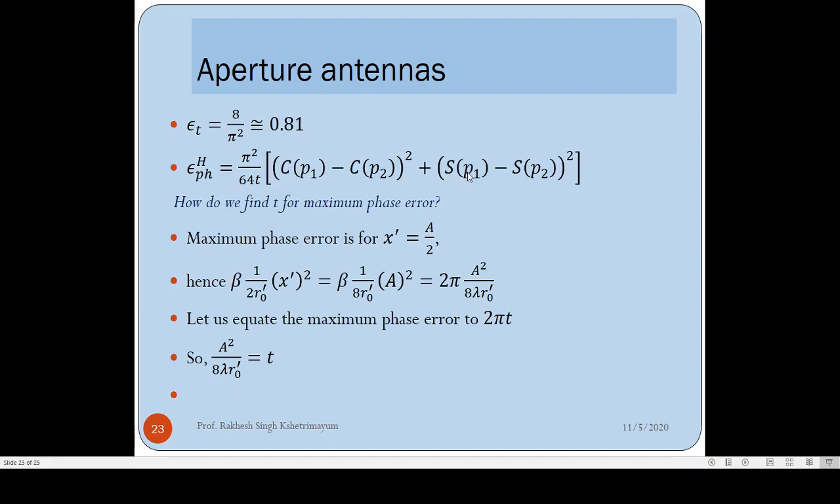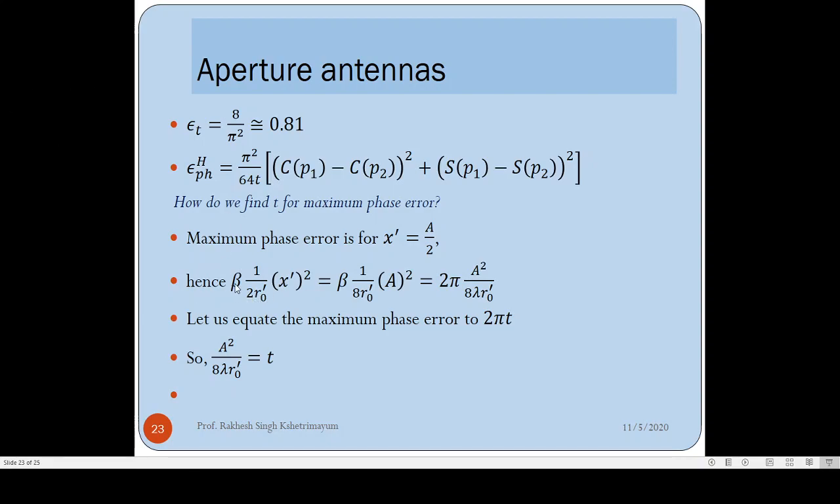What is C and S? These are the cosine and sine Fresnel integrals. We already discussed that. So now the question is, how do I find this t here? We have a variable t here. t is actually found out for the maximum phase error. Where is the location of the mouth of the horn antenna where you have the maximum phase error? It's at the end of the aperture. What is the value of x dash for that? x dash is a by 2.